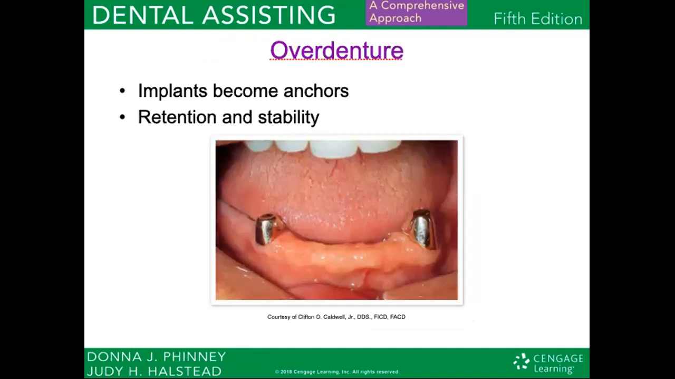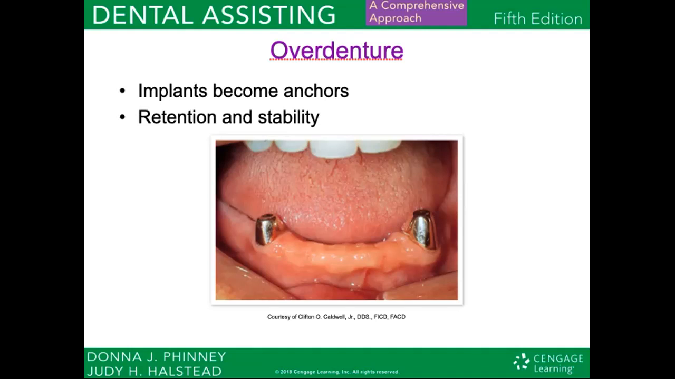Okay, so this is an example of an overdenture. This is when we have implants that are placed in the patient's jaw. Not a lot of them. Sometimes there's two, sometimes there's four. In rare cases, there's six. And these implants will become anchors that the dentures will snap into. These are nice because they provide the patient with retention and stability so that they can go about talking and eating without the fear of their dentures falling out.